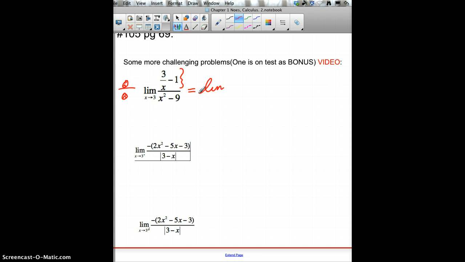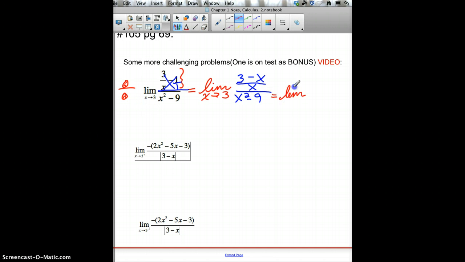So what I've got here is the limit as x approaches 3, and I'm going to clean up the top part of that fraction, which would become 3 minus x over x. And that's all over x squared minus 9. And you should recognize that difference of squares down there in the bottom of the fraction, which we are also going to be cleaning up.